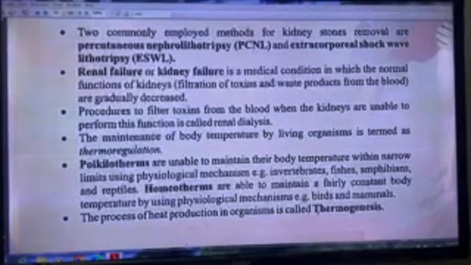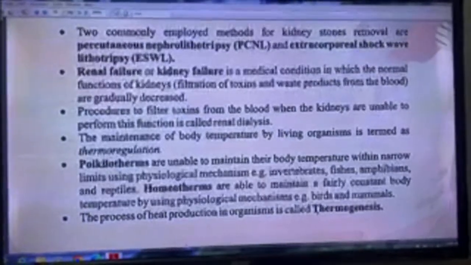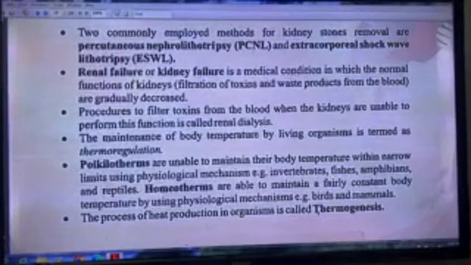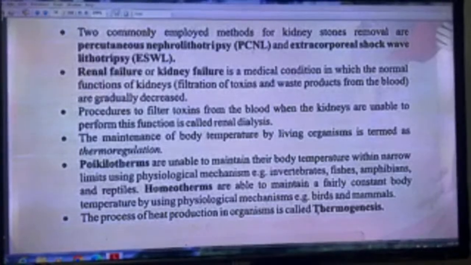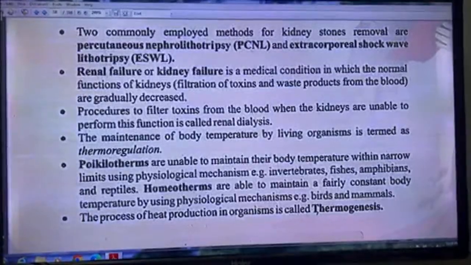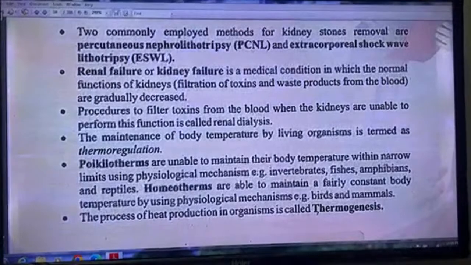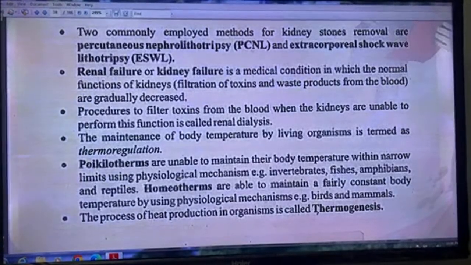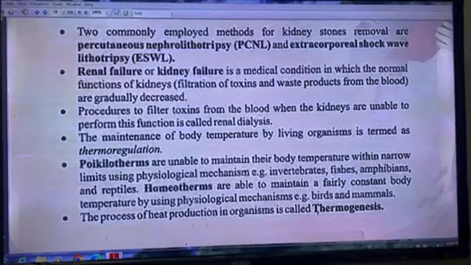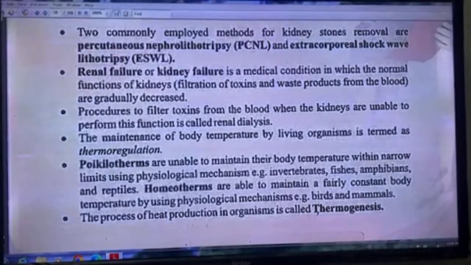Renal failure or kidney failure is a medical condition in which the normal function of the kidney, filtration of toxins and waste products from the blood, is gradually decreased. The procedure of filtering toxins from the blood when the kidneys are unable to perform this function is called renal dialysis.